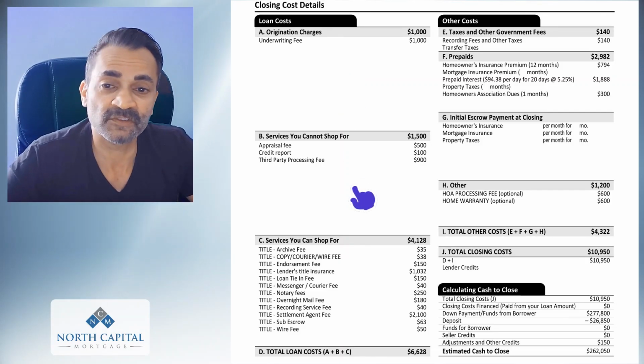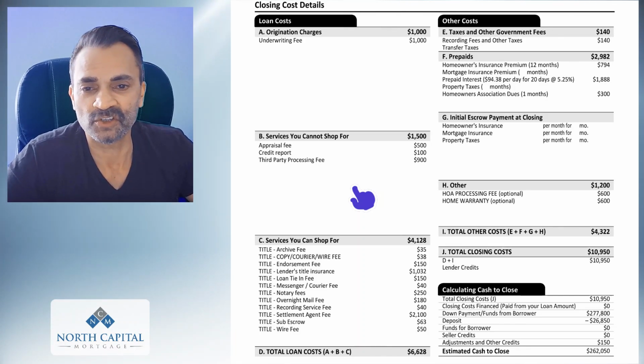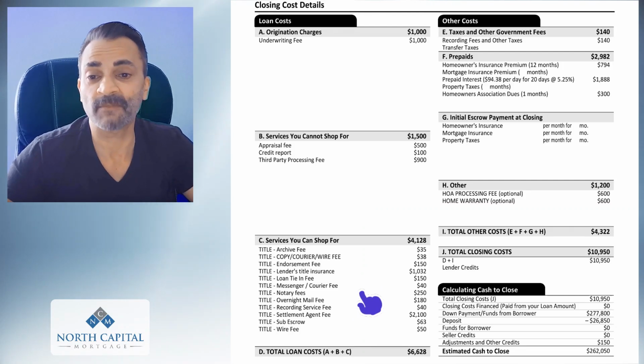Section A is going to be really helpful for when you shop for different brokers. Section B, services you cannot shop for: appraisal, credit report, any processing fee. All of those are going to be chosen by your lender or broker. Section C, title and escrow. Certainly you can shop for this service.